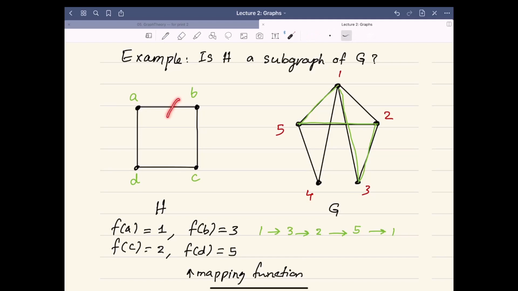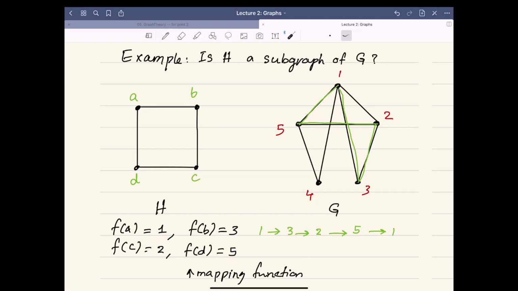Now if I want to check this edge, for example, it is between A and B, and you know that A is matched with 1 and B is matched with 3. Is there an edge in G between 1 and 3? Yes, there is. Now between B and C, is there an edge between 3 and 2? Yes, there is. Now C and D: you need an edge between 2 and 5, and there is one. And D and A: you need to check 5 with 1, and you have an edge between 5 and 1, and this will prove that H is a subgraph of G.